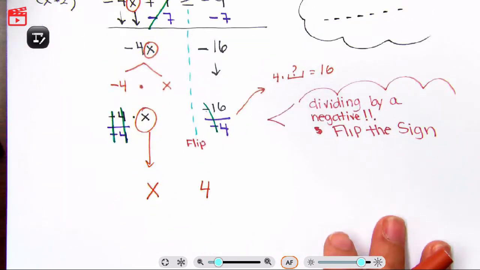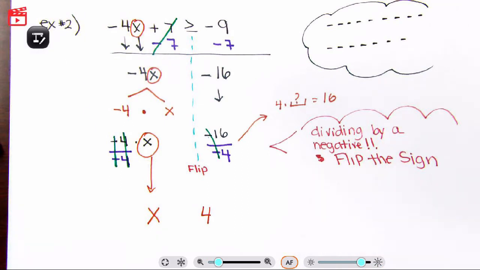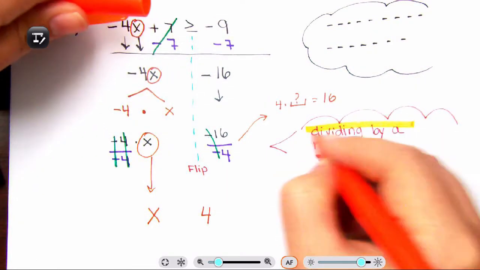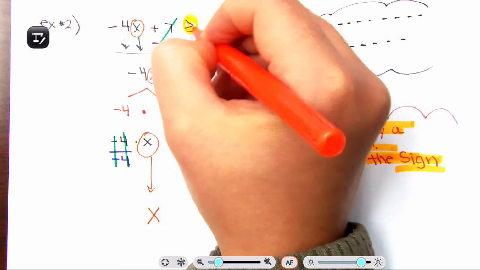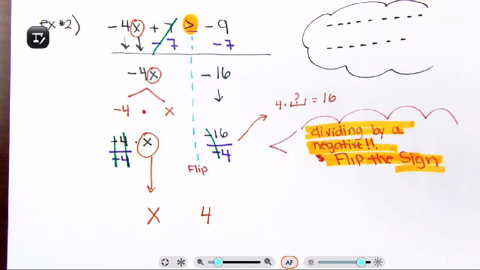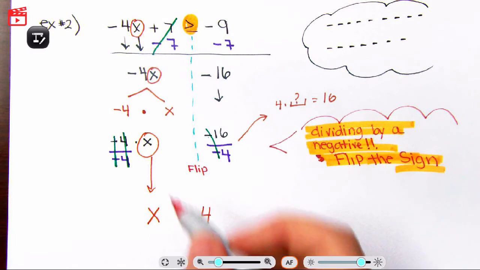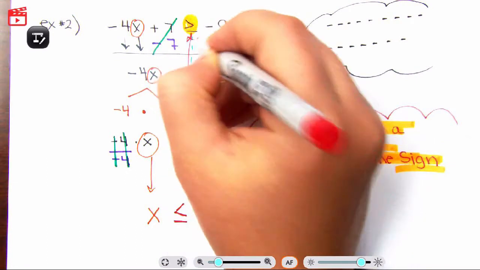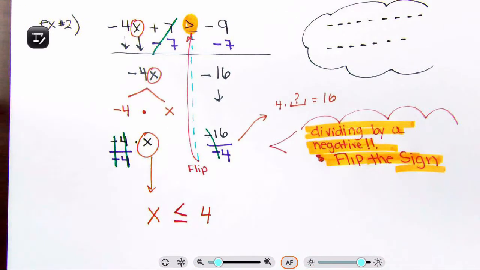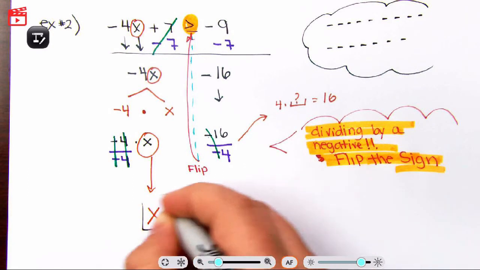Now, this is where you need to be careful. We divided by a negative. We have to flip the sign. So our original sign was greater than or equal to. So now we have to flip the sign and make it into a less than or equal to sign. We have to flip the original sign. Now that we flipped the sign, is x by itself? Yes. Did we solve the inequality? Yes. So we are done. We're putting a box around this.